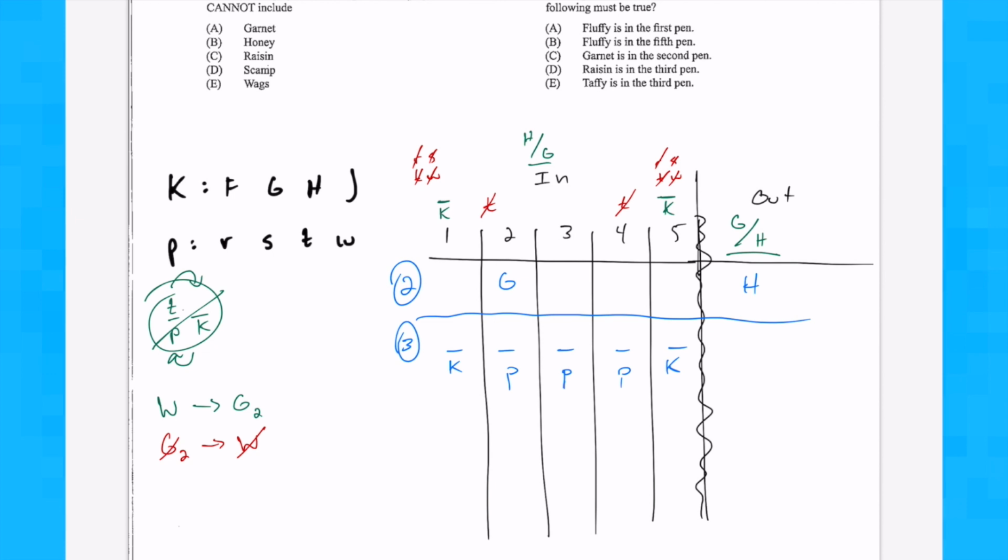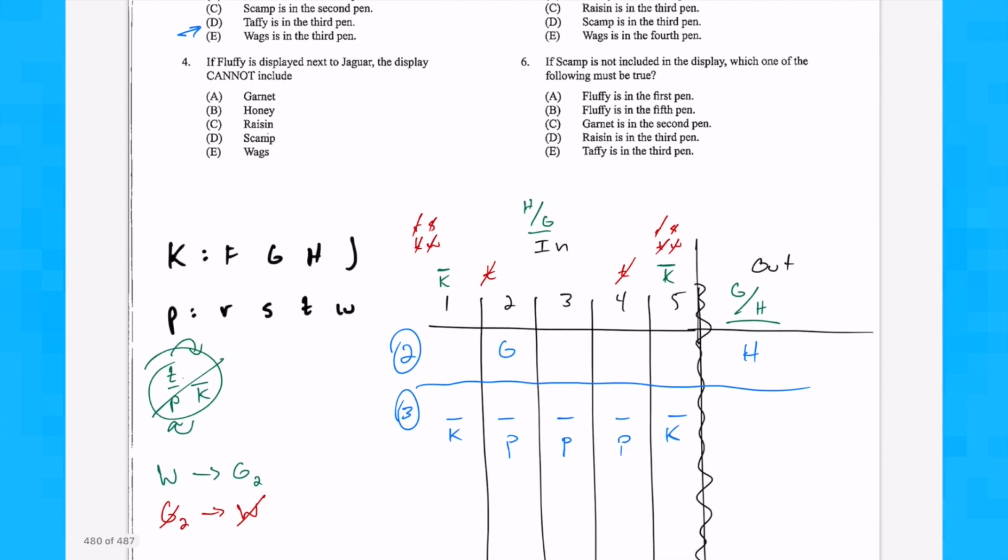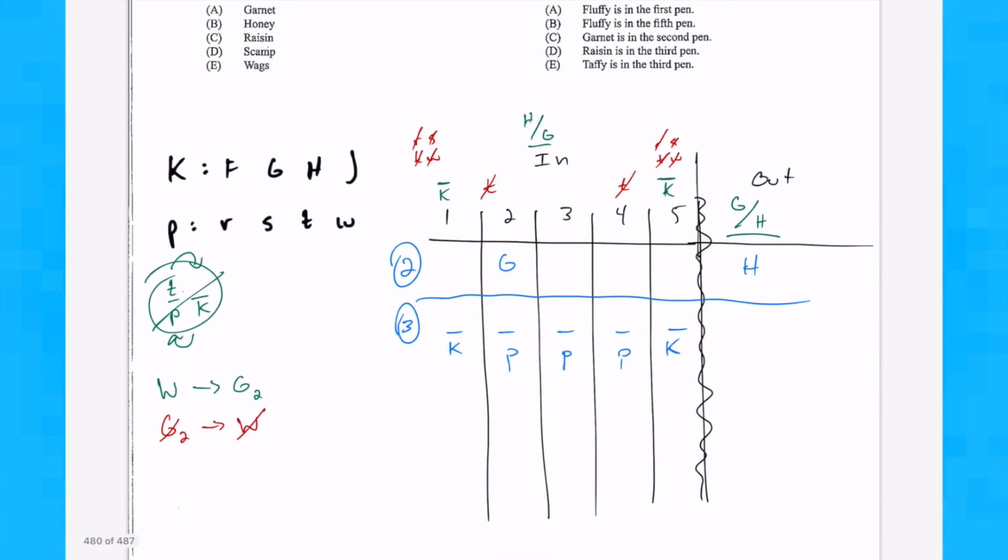And T does not have to be one of those puppies, but if T is in, as we've said before, it's going to have to be 3. Which one of the following must be true? Interesting, D. T is in the third pen. But again, I don't know that we have to include T.